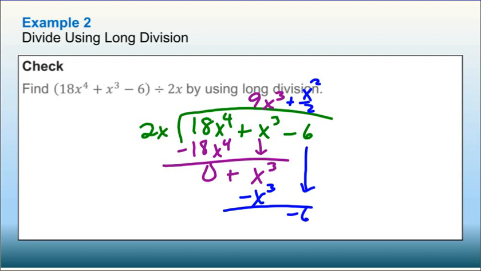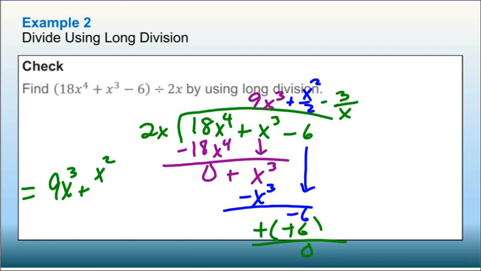And I need to multiply 2x times a number to get negative 6. So for this one, I would multiply this by negative 3. To get rid of the x, I need to divide by x. So that would give me negative 6. I subtract below, that gives me 0. So my answer is 9x to the 3rd plus x squared all over 2 minus 3 over x.